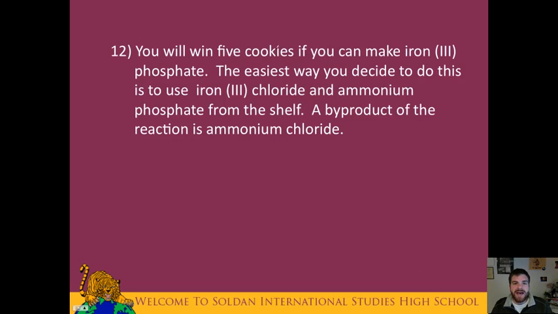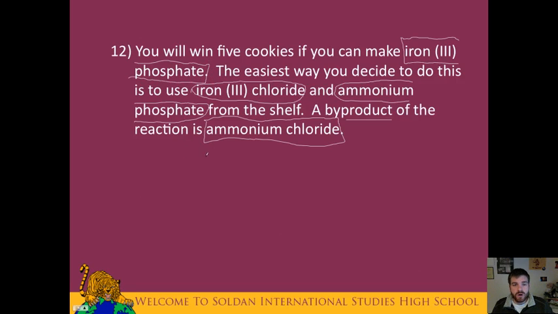Number 12, you will win 5 cookies if you can make iron 3 phosphate. The easiest way you decide to do this is to use iron 3 chloride and ammonium phosphate from the shelf. A byproduct of the reaction is ammonium chloride. Let's circle the reactants here. You decide to use iron 3 chloride and ammonium phosphate. A byproduct is ammonium chloride. And then remember, the whole point of this reaction is to make iron 3 phosphate, so this is the other product.